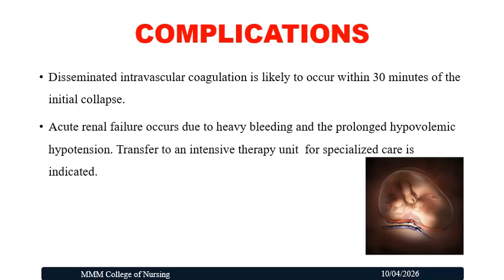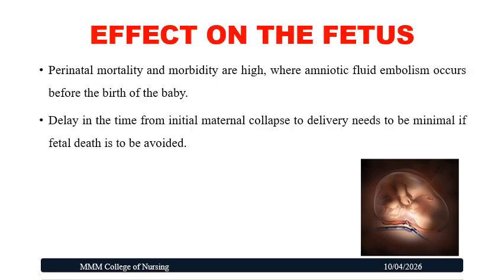The complications are: DIC is likely to occur within 30 minutes of the initial collapse. Acute renal failure can occur due to heavy bleeding and prolonged hypovolemic hypotension. Transfer the mother immediately to the ICU for specialized care. Effect on the fetus: perinatal mortality and morbidity are high where the amniotic fluid embolism occurs before the birth of the baby. So the delay from initial maternal collapse to delivery needs to be minimal if fetal death is to be avoided.